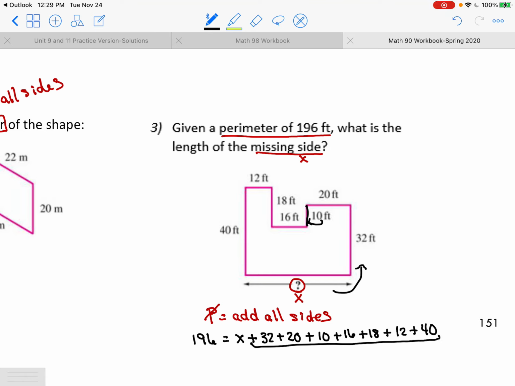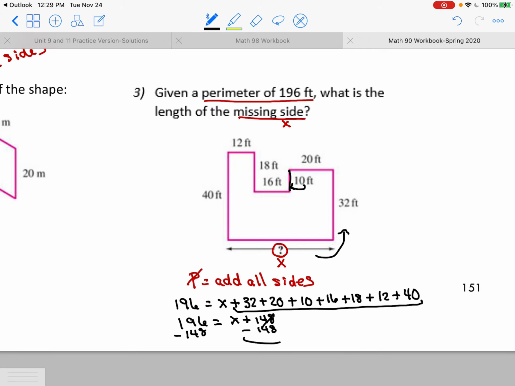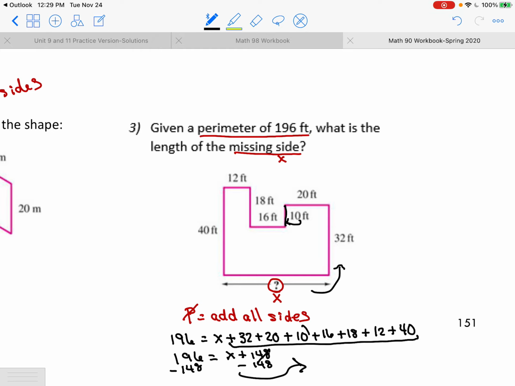Okay, and you guys can actually just figure this part out on your calculator. You don't have to sit there and go one step at a time on that. That's kind of a waste of time. 196 is equal to x plus 148. And we're just solving this using our fabulous algebra skills. Okay, so I'm going to have to go over here. Oops, I'm out of room. 196 minus 148 is going to give me 48, so x is equal to 48.